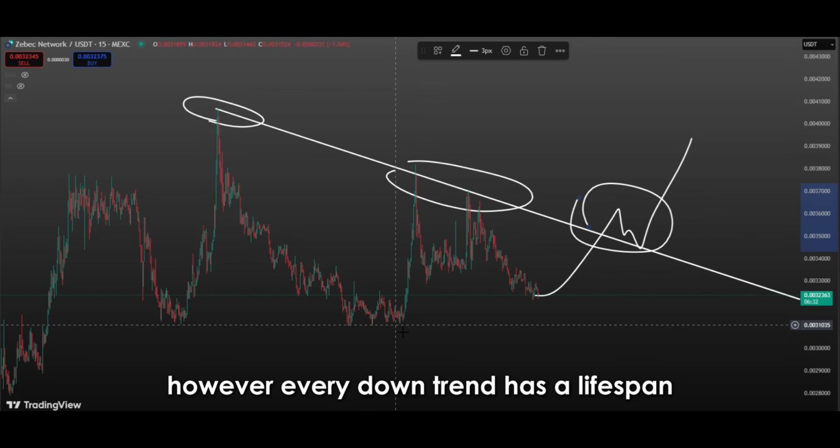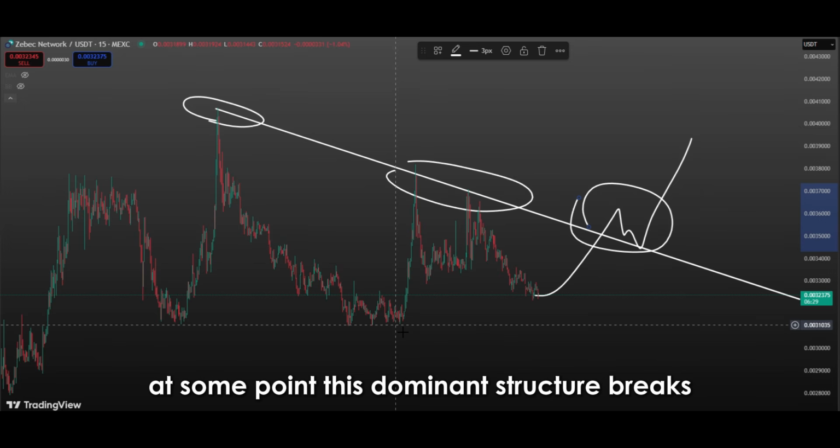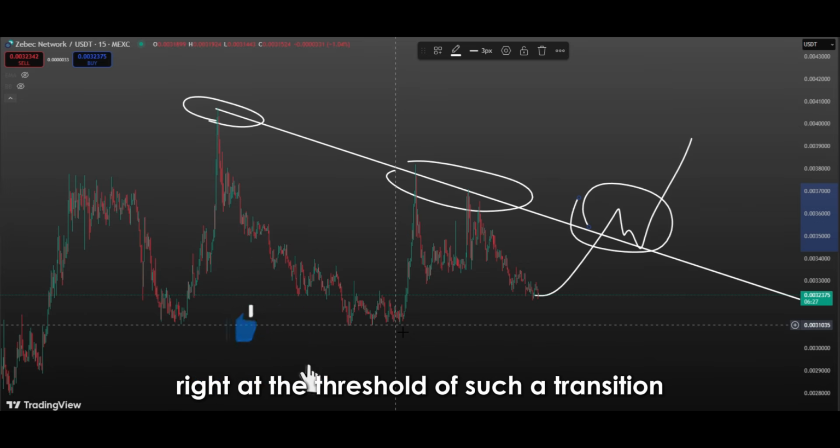However, every downtrend has a lifespan. By nature, markets cannot continue in one direction forever. At some point, this dominant structure breaks and a trend reversal begins. We are currently right at the threshold of such a transition.